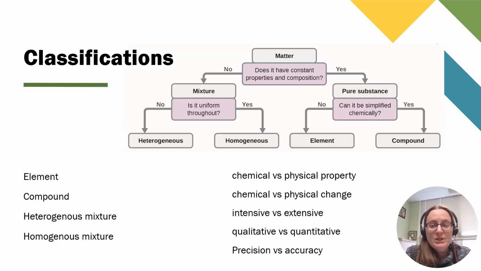Okay. So let's start back at the beginning of what we talked about. One of the first lectures that we had was to differentiate a chemical versus a physical change, a chemical property versus a physical property, intensive versus extensive properties, qualitative and quantitative, and then we also discussed precision and accuracy.